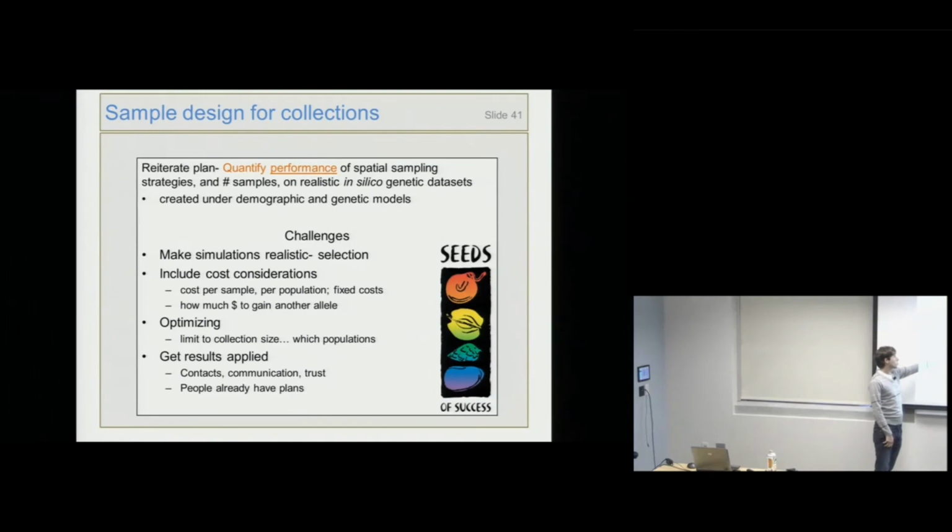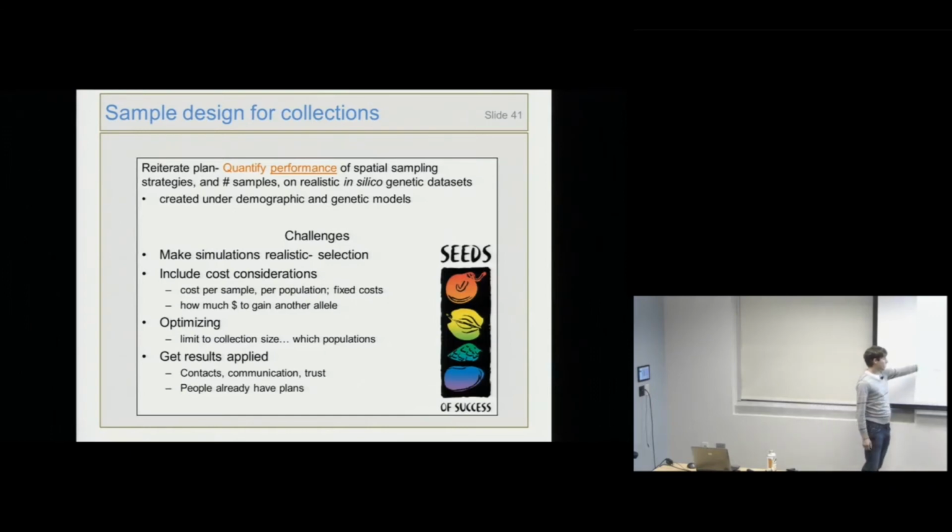Another challenge is to include some aspects of the cost of each of these collections. We have a couple of places where costs come in. We have a cost per sample, that is the amount of time we spend collecting a given sample. A cost per population, which is more of a transportation cost. You also have fixed costs, that is the cost of maintaining the collection itself through time. So we can maybe incorporate these costs to predict how much we're actually spending per new allele or per new sample that we add to the collection.